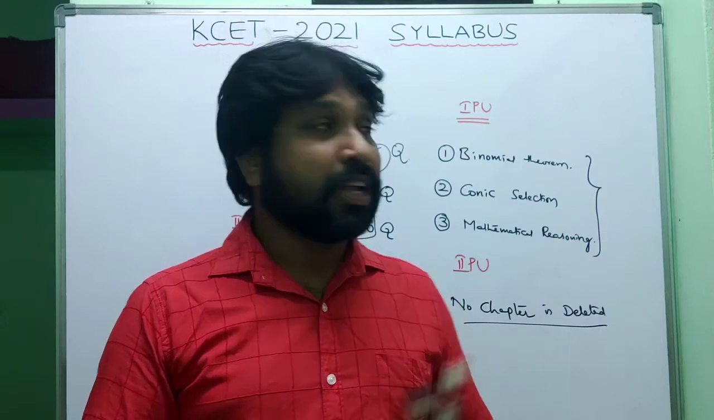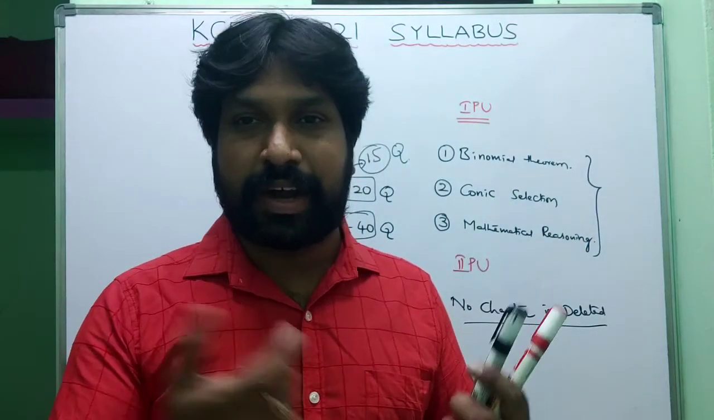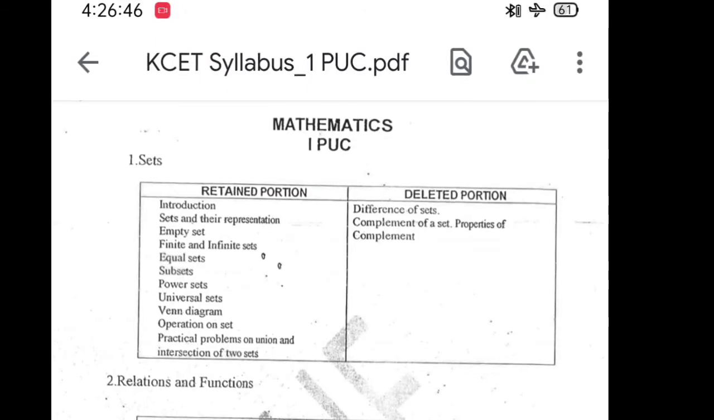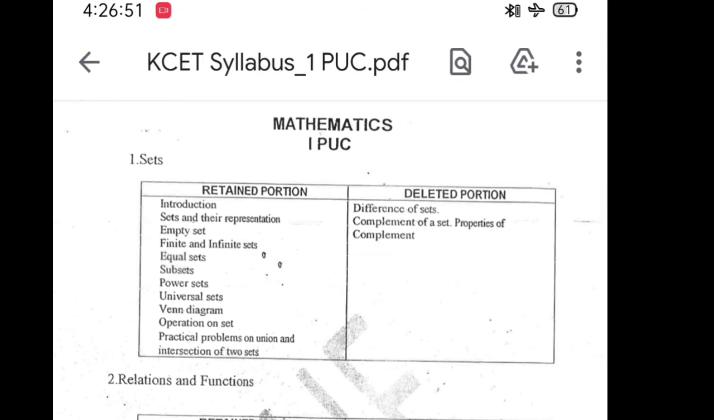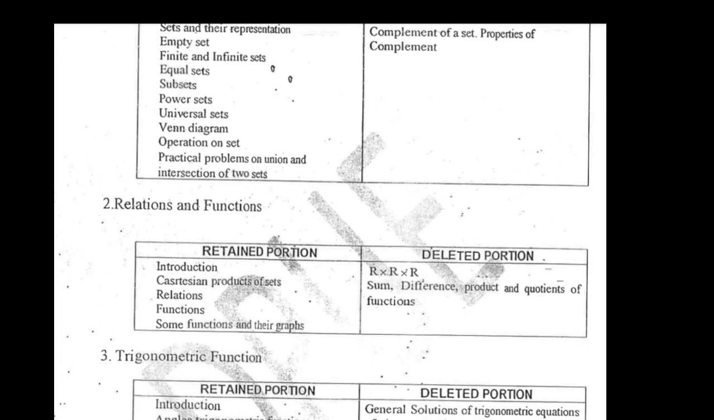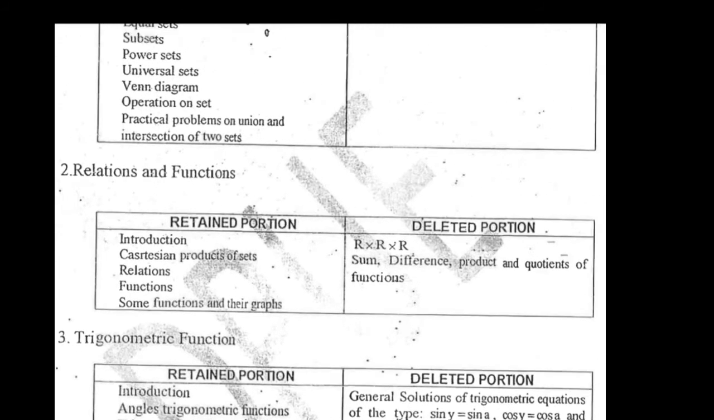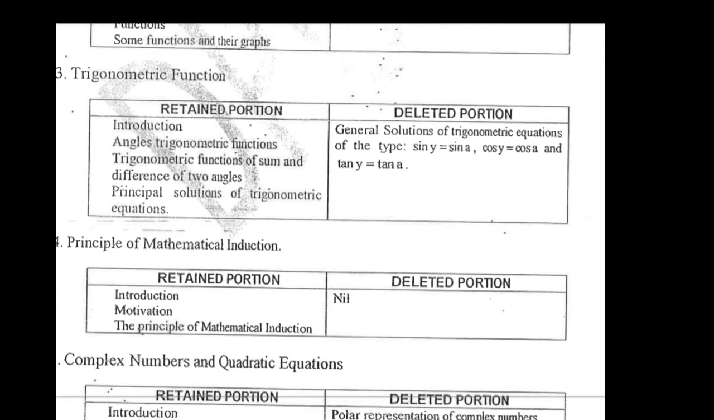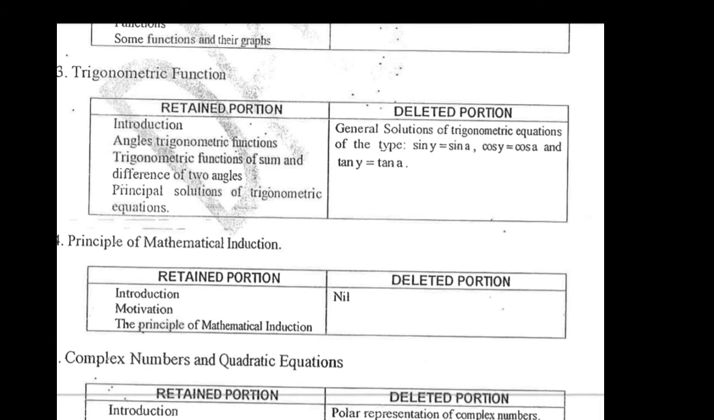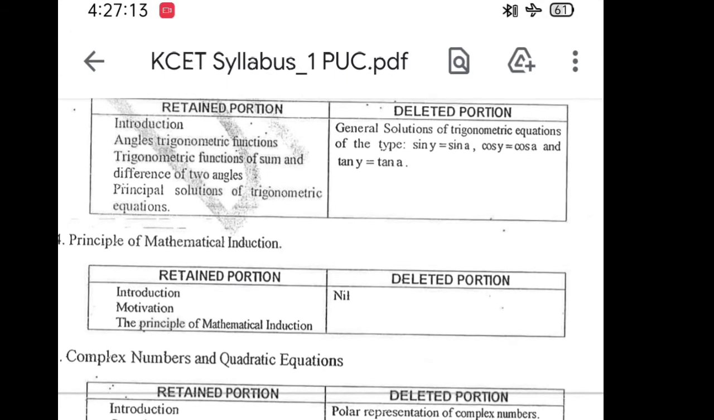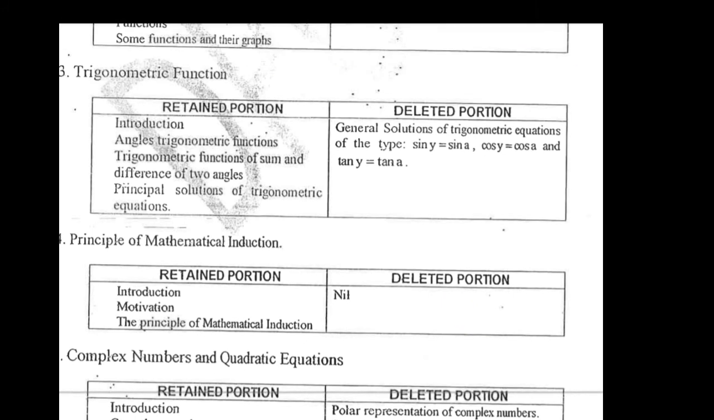Now look here, chapter wise, what are the deleted contents? Let us watch, friends. Yes friends, welcome back. Now we are going to look into the deleted syllabus, topic wise and subtopic wise. If you see the sets, this is the retained portion and this is the deleted portion. Relations and functions, check it carefully, followed by trigonometric functions also. Then principle of mathematical induction, this is given nil. Deleted portion nil means the full chapter is retained; there is no deleted syllabus for this particular chapter.